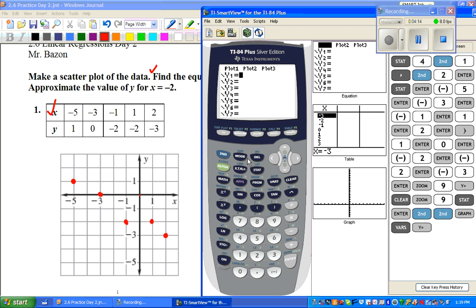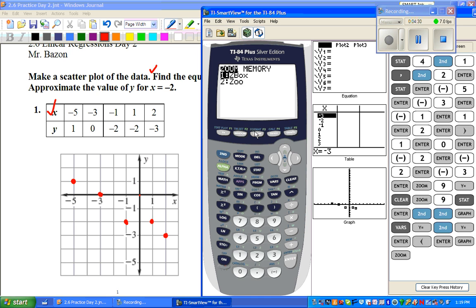Oh, you know what I forgot to do? I forgot to turn the plots on. So you have to go to plot. All right, I'm going to go over here and turn it on. It's going to use the L1, L2 values. So now when I hit graph, I have my points there.